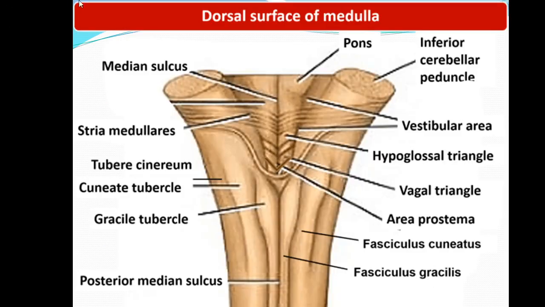Here in this diagram you can see the transversely running fibers, that is the striae medullaris. This is the posterior median sulcus. Here laterally you can see the inferior cerebellar peduncles. Then here is the gracile tubercle with the fasciculus gracilis. This is the cuneate tubercle with the fasciculus cuneatus.